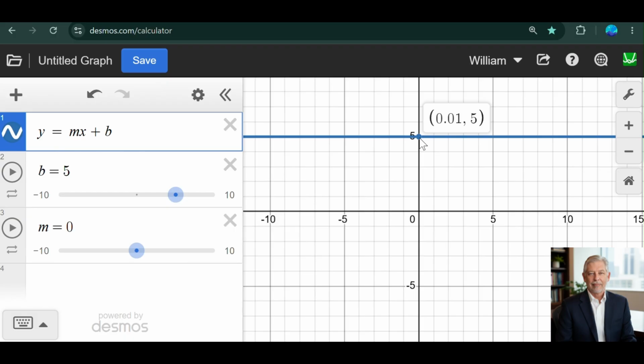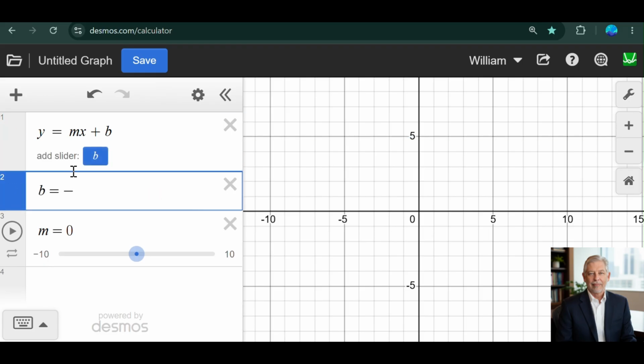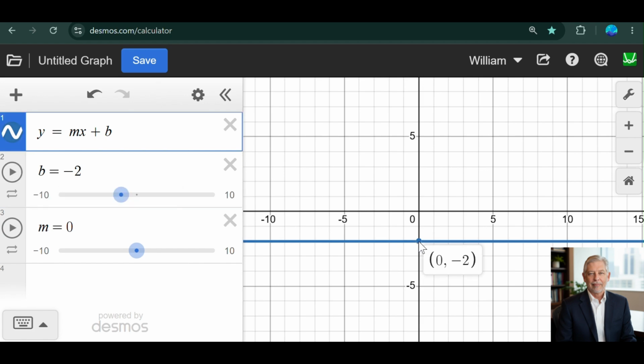What happens if I make b negative? Let's say we go to negative 2. Now it crosses the y-axis at negative 2, right here. So we know what happens when we change the b. It'll just shift the line up and down.